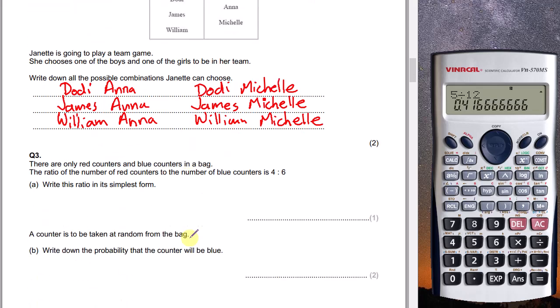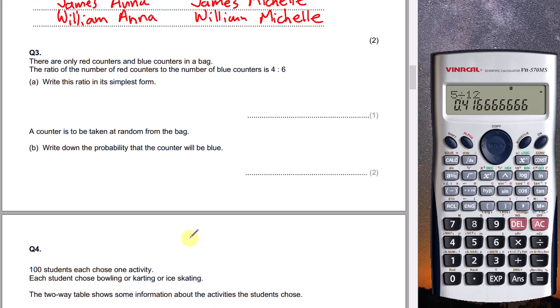So the next question is, there are only red counters and blue counters in the bag. The ratio of the number of counters in the bag is 4 to 6. I think we've seen this in a ratio question in the previous video. Write the ratio in the simplest form. So both of these will share by 2. So we get 2 to 3. A counter is taken from the bag at random. Write down the probability the counter will be blue. So that was red. That one's blue. So we're going to do 2 to 3 from 5. And if we want the blue, it's 3 out of 5.